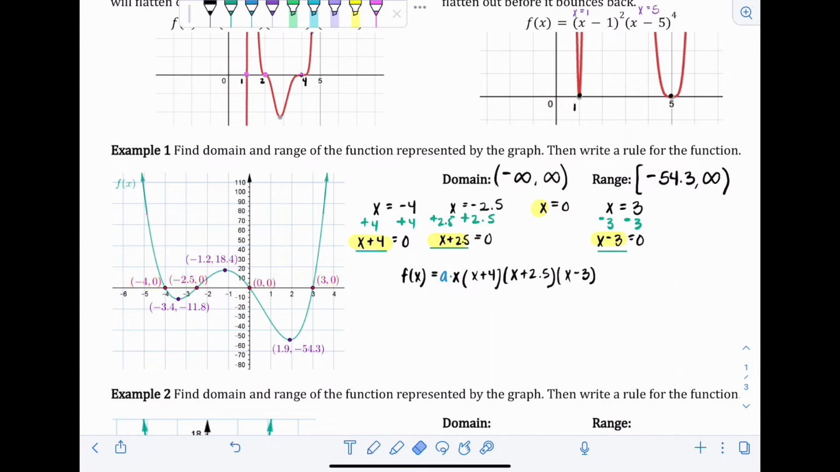Okay, and then now we need to pick any point that's on our function that is not an x-intercept, and we'll take that point, we'll put it in for x and for f of x, and then we'll be able to solve for a as our only unknown. So if we're looking at all the points that are on our function that are not x-intercepts, they're kind of funky points. Like there's this negative 1.2, 18.4, negative 3.4, negative 11.8, and then 1.9 and negative 54.3.